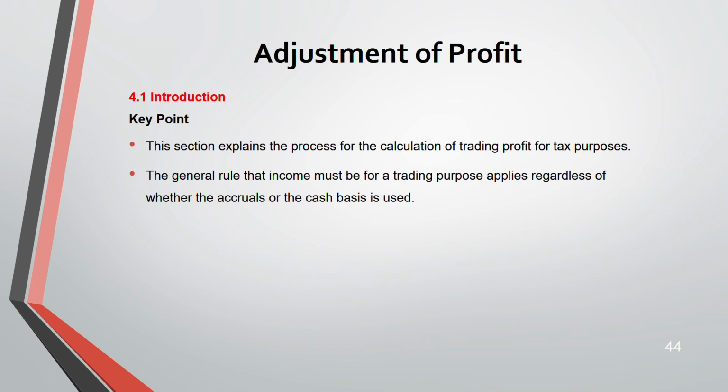Next, the general rule that income must be for trading purpose applies regardless of whether the accrual or cash basis is used. See, the thumb rule is your income has to be for the trading purpose. It could be under cash basis or accrual basis. Basis does not matter, but income has to be for the trading purpose. Otherwise, you cannot include it as an income when you're calculating your trading profit. What are you calculating? Trading profit.